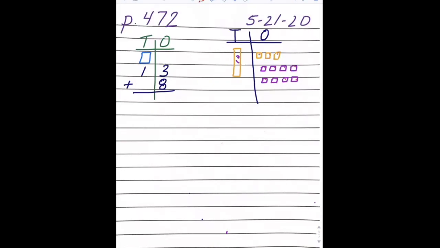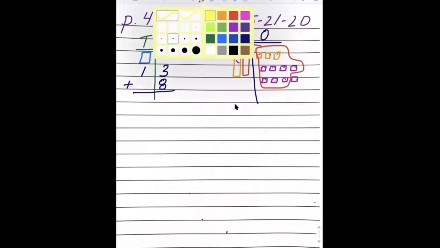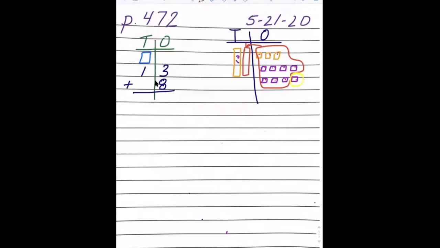Okay. So I count 1, 2, 3, 4, 5, 6, 7, 8, 9, 10. So I circle my group of 10, and I bring this group over to my tens place. So how many ones do I have left? I circled it with my yellow crayon. Okay, I have one left right here. So I have one, and I have now two groups of 10.